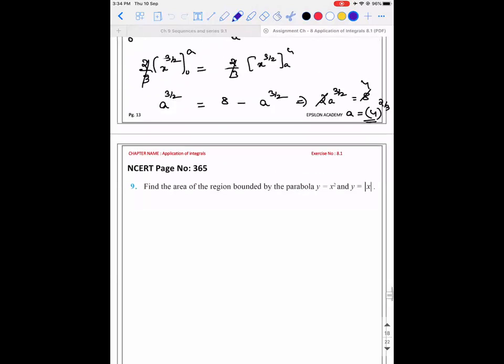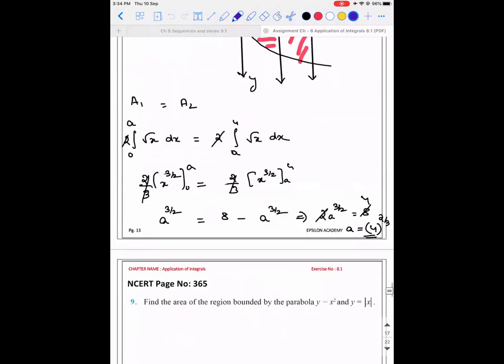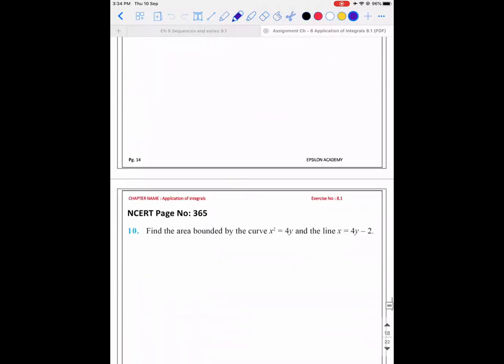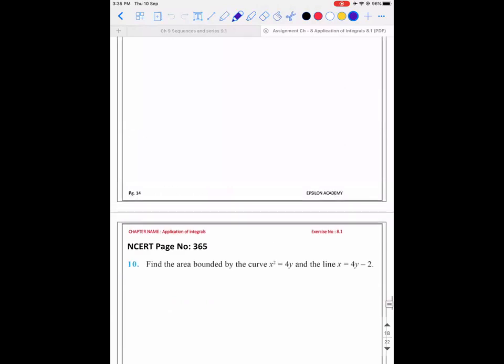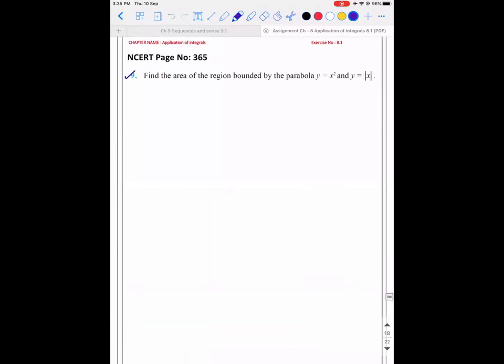So there were 4 more problems that were left out. We did till 8. We'll finish those 4 problems and then we'll go to the next chapter also. So the 9th one, how to do? Find the area of the region bounded by the parabola y is equal to x square and y is equal to mod x.